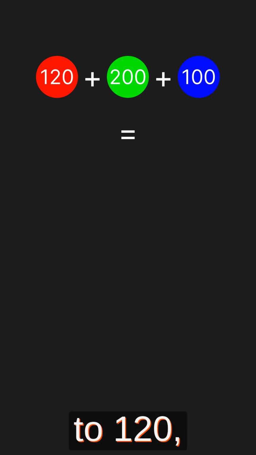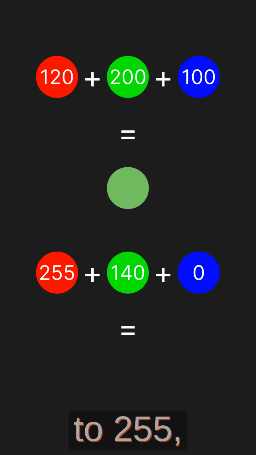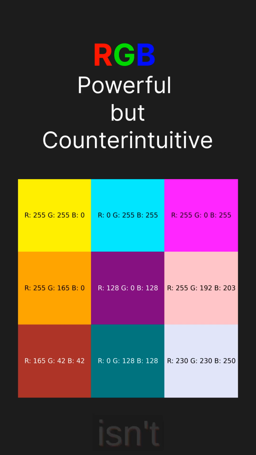Let's see how. Set red to 120, green to 200, and blue to 100, and you get a fresh, grassy green. Or dial it up to 255, 140, and 0 for a bold, warm orange. Of course, RGB isn't perfect. It doesn't quite align with how we naturally perceive color. Without tools like color pickers, it's tough to nail specific shades.